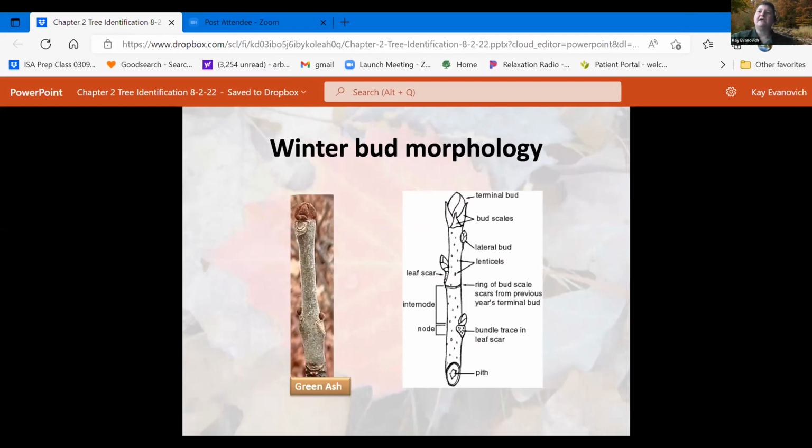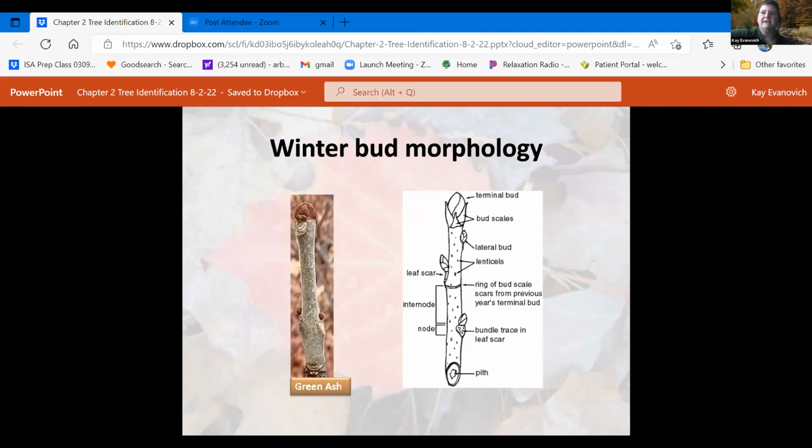If you look over on the right, you'll see the outline of this twig. When you cut it open, you'll have the pith in the center, and each pith pattern looks different. On the twig you'll also have a bundle trace or a leaf scar where that bud fell off last time. There's always going to be that little scar there, and you can see that on the midsection of this little green ash twig.